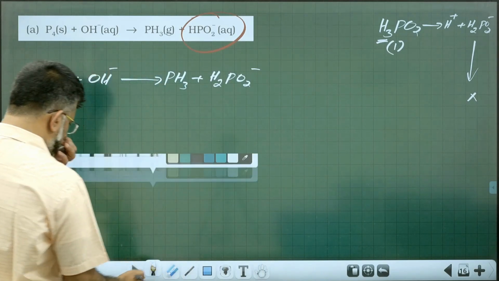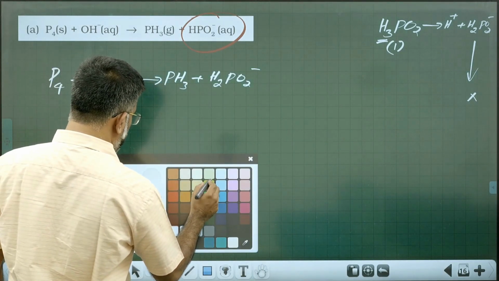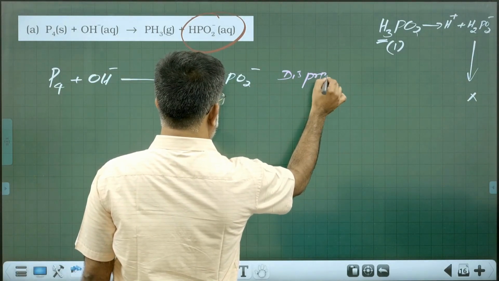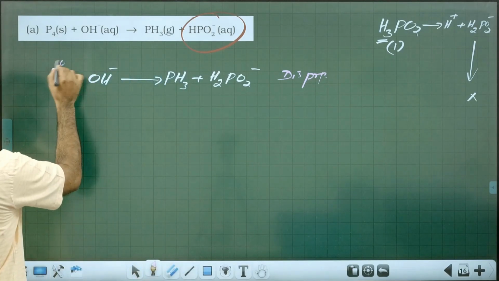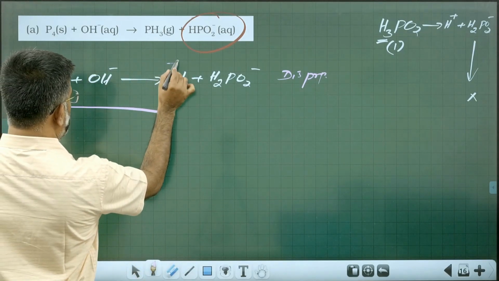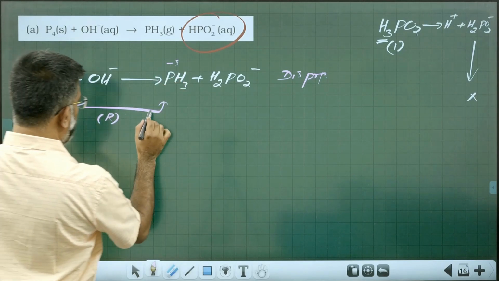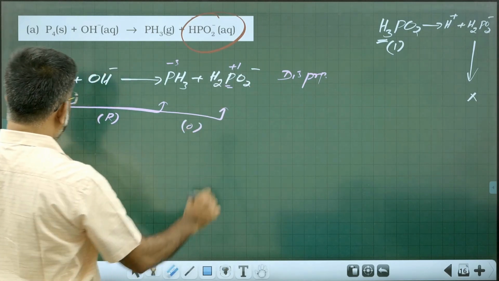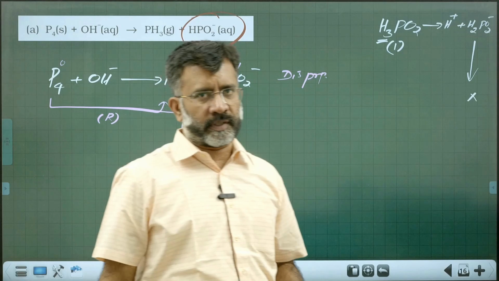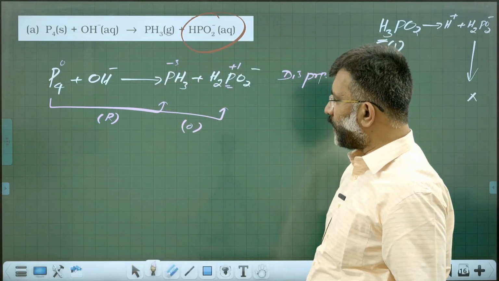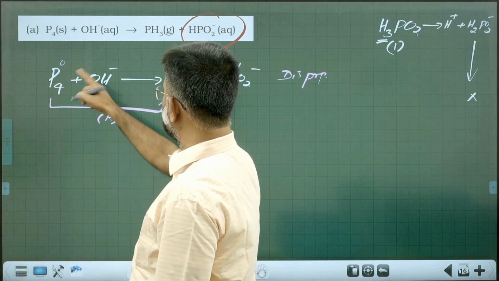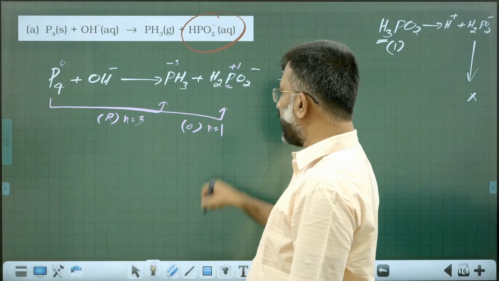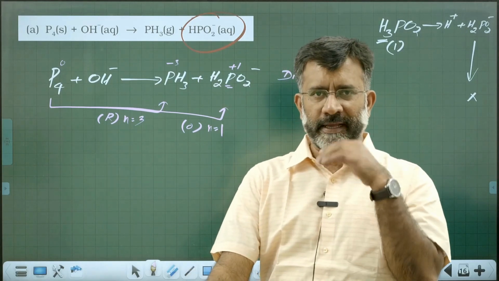Now let us try to understand. This reaction is a typical example of a disproportionation reaction, where phosphorus 0 is reduced to -3 and oxidized to +1. So the reduction n factor is 0 to -3, that is 3, and the oxidation n factor is 0 to +1, that is 1. It cannot be accepted. It has to be equal.